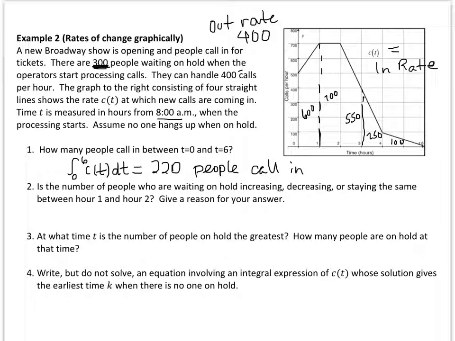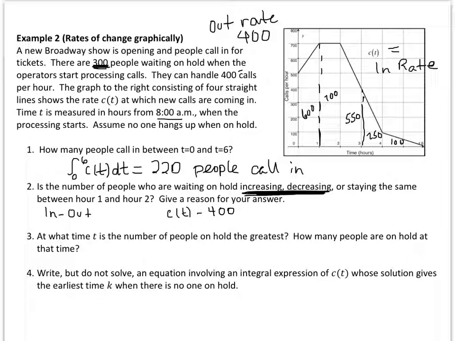My second question is whether the number of people who are waiting on hold is increasing, decreasing, or staying the same. So I see the language here, increasing, decreasing, which tells me this is a rate question. I should not be integrating. I just need to consider in rate minus out rate. So in minus out, no integral, between hour 1 and hour 2. So I need to consider C of t between hour 1 and hour 2. And then my out rate's a constant 400.